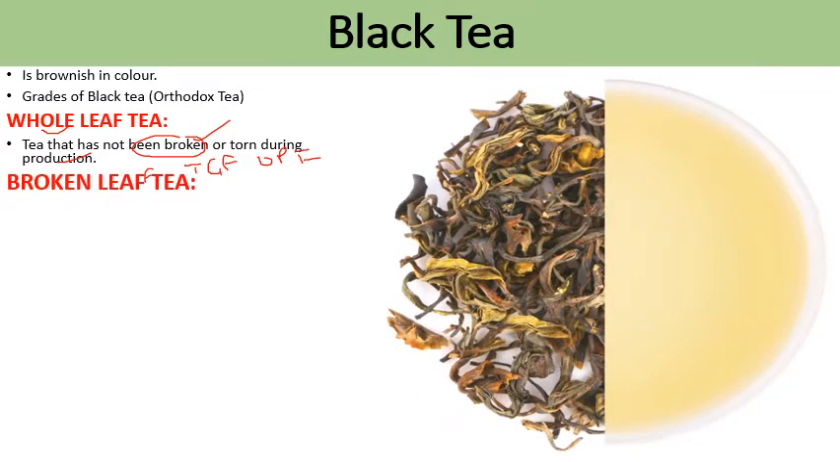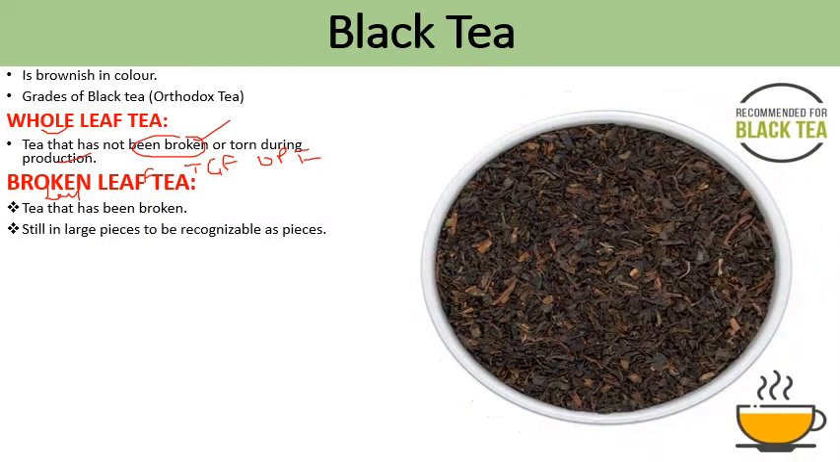Then next we have broken leaf tea. As the name indicates, it is tea leaf that has been broken, but still in large enough pieces to be recognizable. It is not the case that we cannot identify these pieces. So this type of tea is known as broken leaf tea, and for this broken leaf tea we use different terms as per the part used.